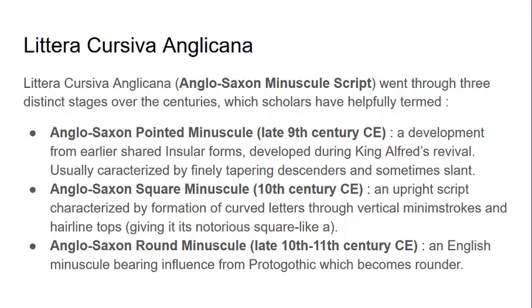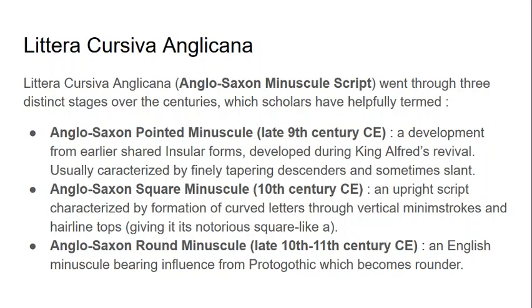These 3 stages are the first one being Anglo-Saxon pointed minuscule, which developed in the late 9th century Common Era. This is a development from earlier shared insular forms, and it developed during King Alfred's revival, and the characteristic point of it is these finely tapering descenders, and sometimes it slants a bit. It's very identifiable, you'll see in a bit.